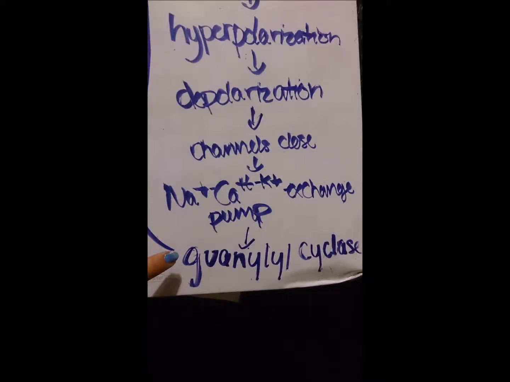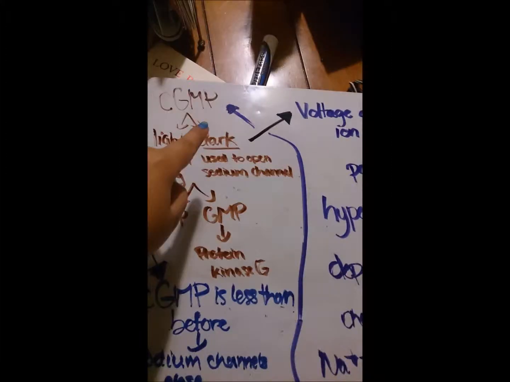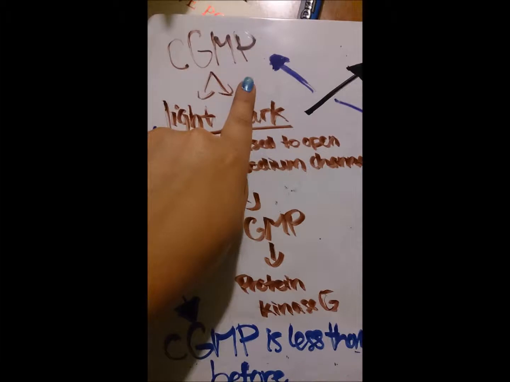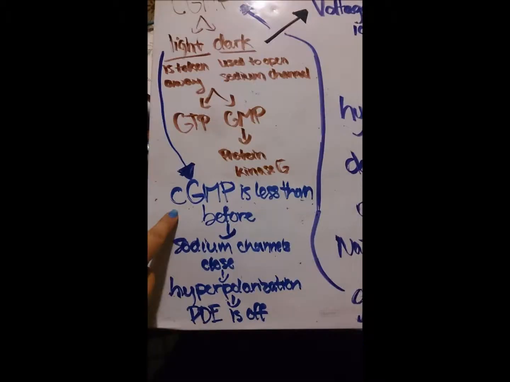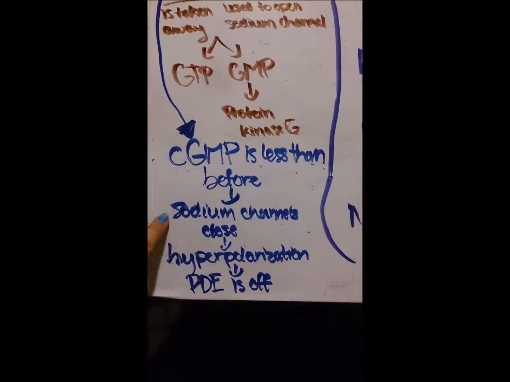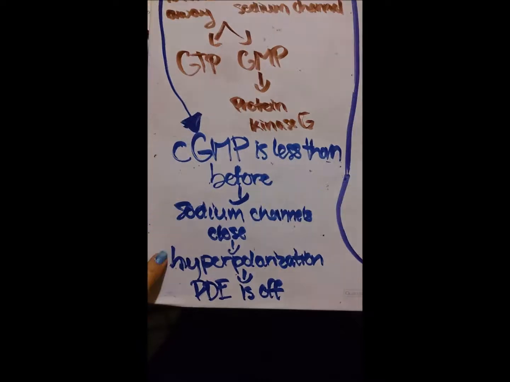After the entire process is done, glycolysase helps to bring the levels back up to the cGMP. Though that was only to one side, the other main part is that the cGMP is less than before, so the sodium channels close, thus resulting in hyperpolarization since the sodium ions are low, and it turns PDE off.